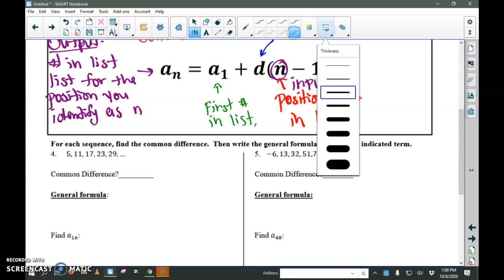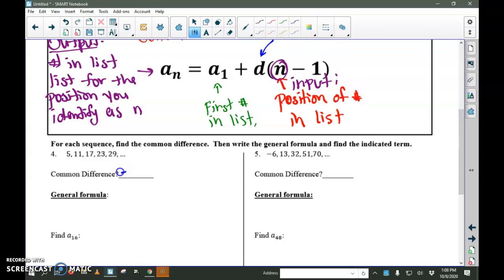Now remember, we said that the common difference, D, is the second term minus the first term. I'm going to use our math notation. If you look on the front, it says it was the second term minus the first term. If it's hard for you to see what I have to do to go from 5 to 11, you could always say, well, my second term's 11 minus my first term, which is 5, and that gives me 6. Yeah, I have to add 6 to get from 5 to 11.